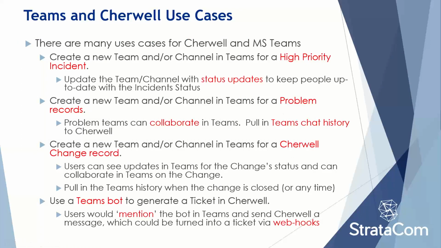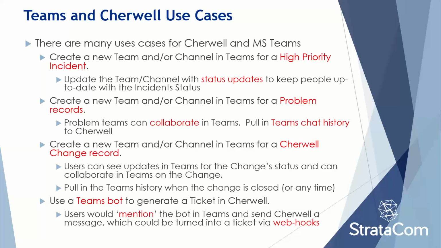So Teams and Cherwell, here are some of the use cases that maybe you'll see today. We can create a team and a channel in Teams for a high priority incident. Then you can update the team and the channel with status updates to keep people updated with the incident status. So that's common. If you've got a high priority incident and a NOC is working on it, people may want to be kept up to date on what's going on. And if you're a big Teams user, you might just create a team and add a bunch of people to it that you want to update. And then you can just send status updates to that channel. And I'll show you what we do internally and how we do notifications via Teams for updates.